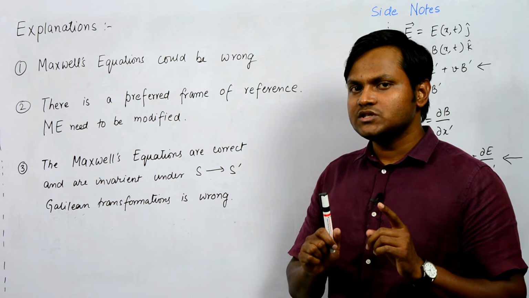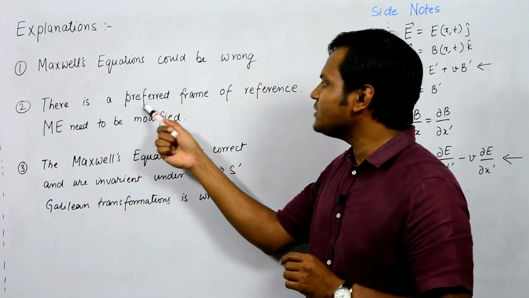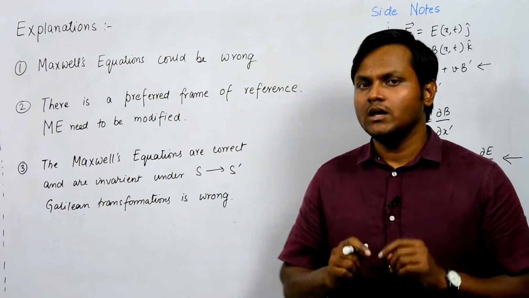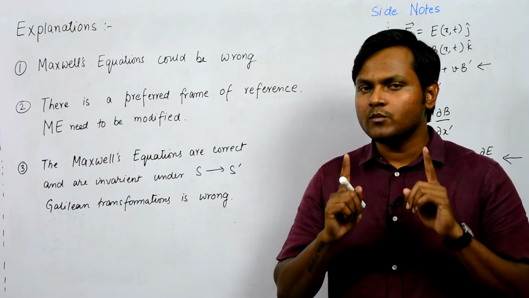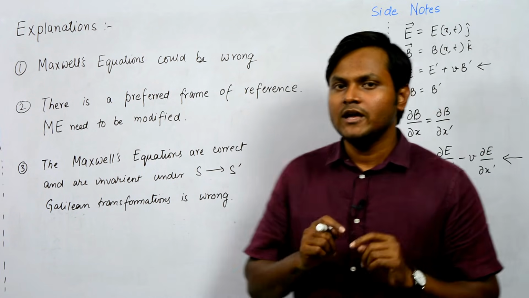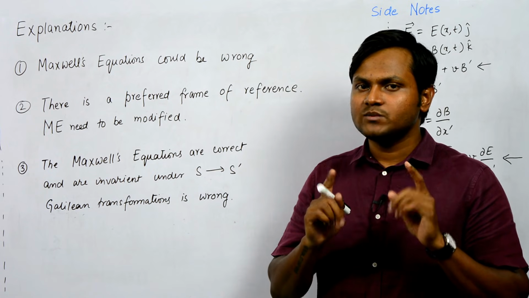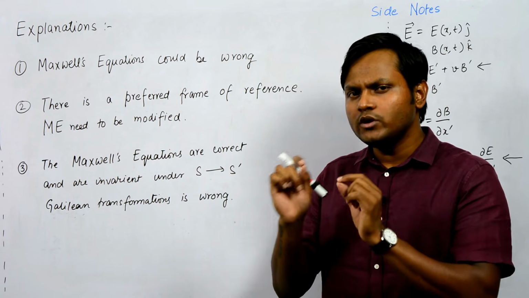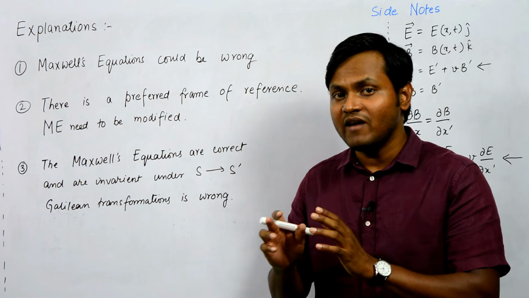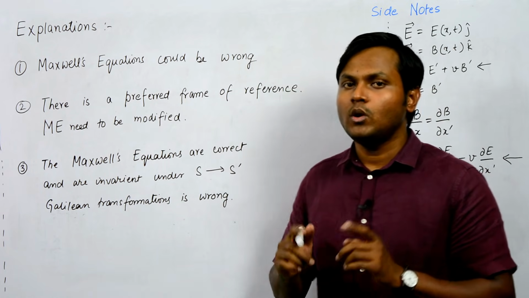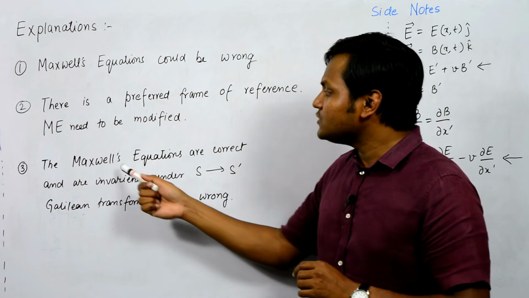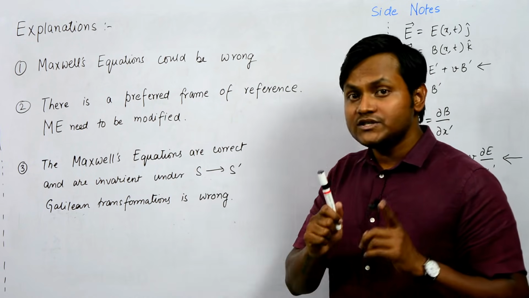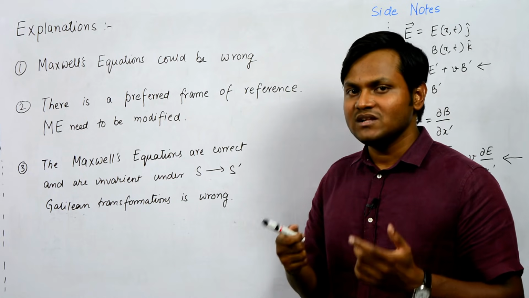Maybe the Maxwell's equations are correct, but they are only correct in some preferred frame of reference. Now, as I mentioned earlier, the velocity of light could be with respect to some preferred absolute frame of reference, which is the medium of ether. Maybe the Maxwell's laws of electromagnetism are only valid in this preferred absolute frame of reference, and we need to modify the Maxwell's equations a little bit so that they remain invariant as you go from one frame of reference onto another. Or maybe the Maxwell's equations are in fact correct and are invariant when you go from one frame of reference to another. What is wrong here are the Galilean transformations themselves.